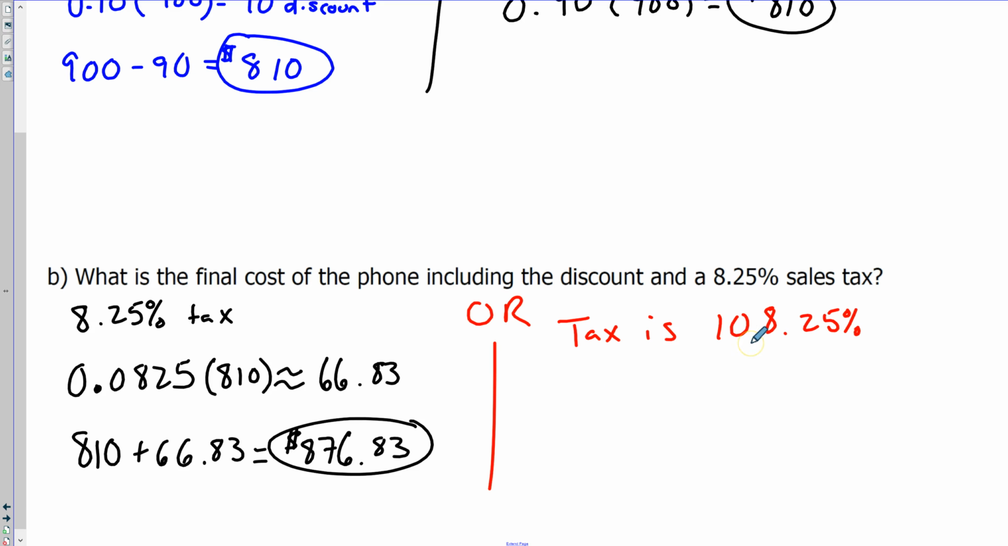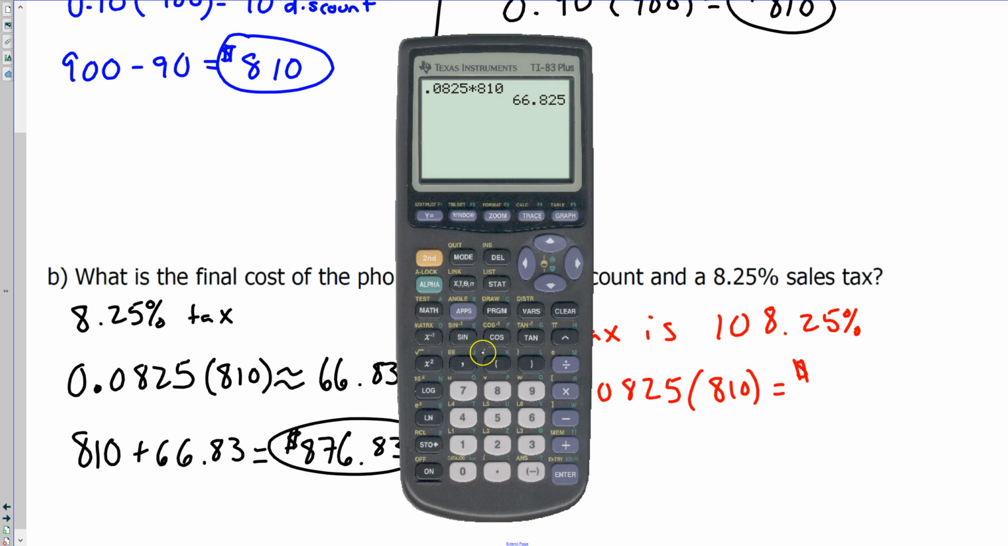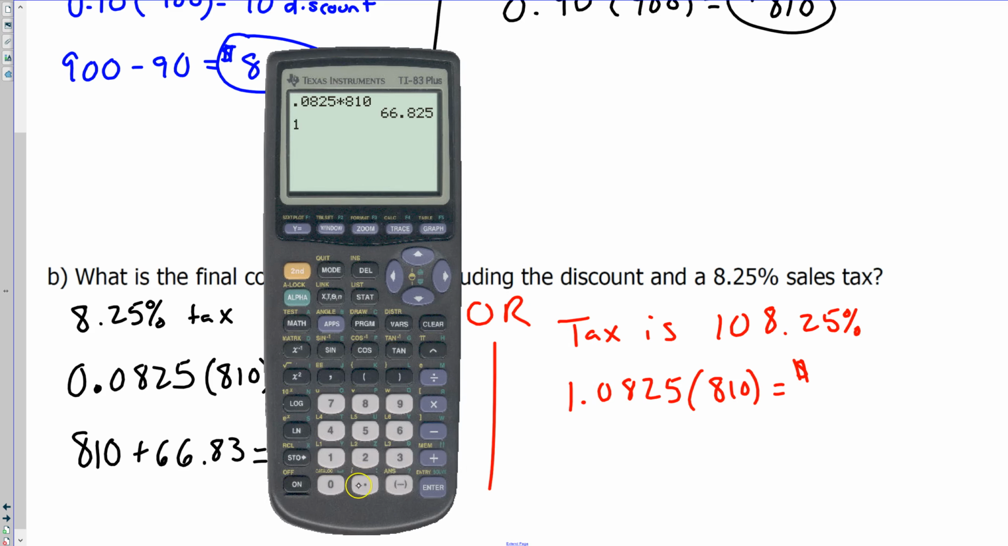So if I took my 108.25% and wrote it as a decimal, that would be 1.0825. I'm going to multiply that by our previous total, which was 810. And when we do that, we're still going to get the same number. Again, we have to worry about rounding. So to show that for you, 1.0825 times 810. Right, there's our 875 point, and then we would round to 2 decimal places. It would be 83 cents.